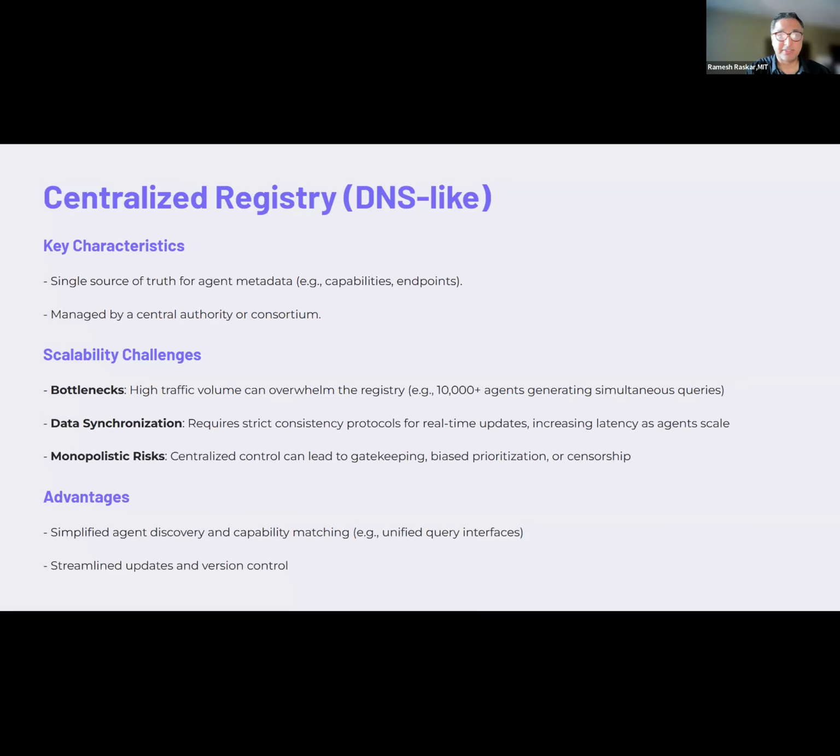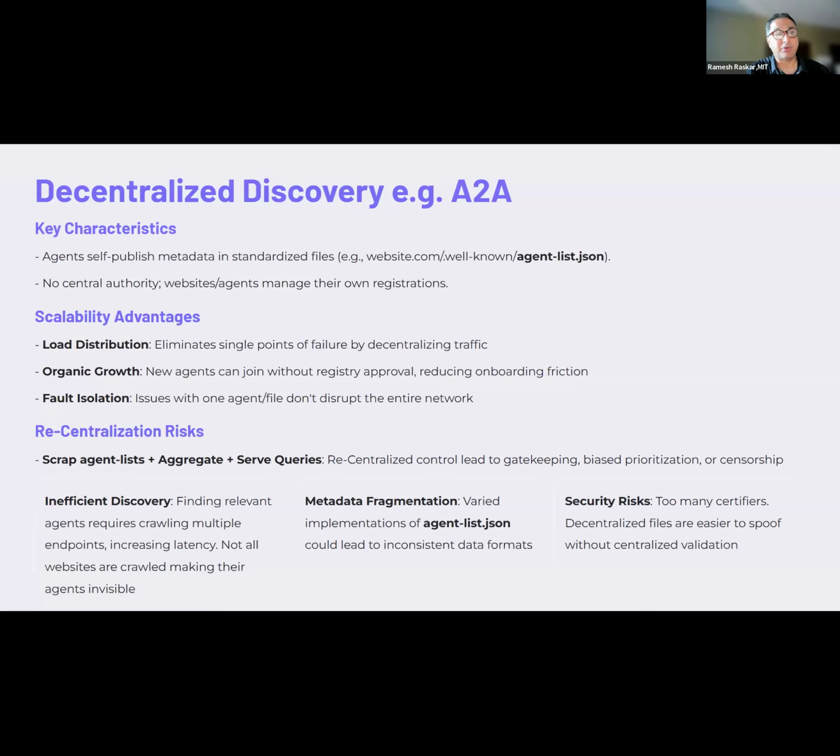So I think there are 2 ways to go for this. One is a centralized registry, like it's done with DNS today. The second approach would be a decentralized registry, where every website maintains the list of the agents that they're running. And both of them have pluses and minuses. With the decentralized approach, there is a major risk of re-centralization, where 1 or 2 entities could scrape all this agent list, aggregate, and serve those queries. And that re-centralization could lead to gatekeeping, bias prioritization, and censorship as well. So there are pluses and minuses to both.